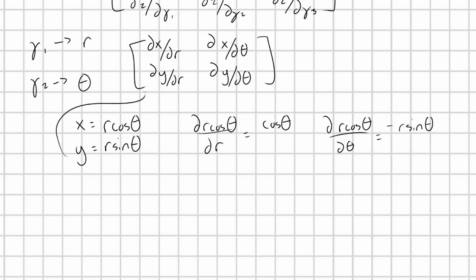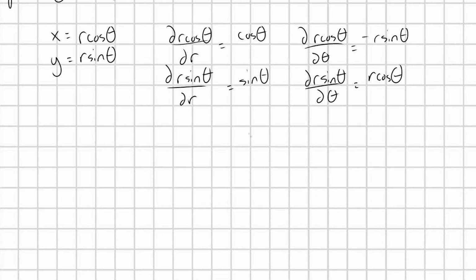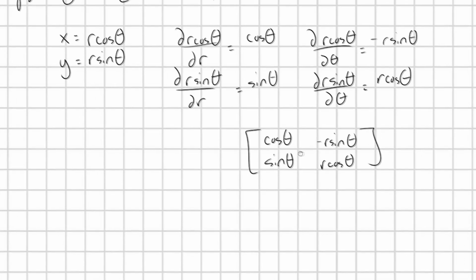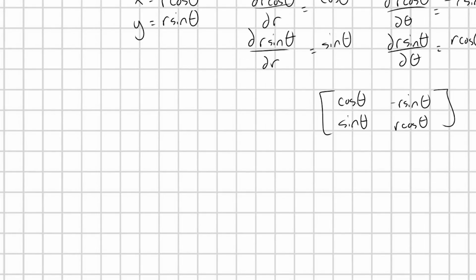All right, next let's go ahead and plug in for y here. What is d r sine theta with respect to r? That's just going to give us sine theta. And what is d r sine theta with respect to theta? That's just going to give us r cos theta. And we package this all together in one matrix: cos theta, minus r sine theta, sine theta, and r cos theta. We can talk about more useful properties of Jacobian matrices in the future, but let's go ahead and start with one application real quick, right?